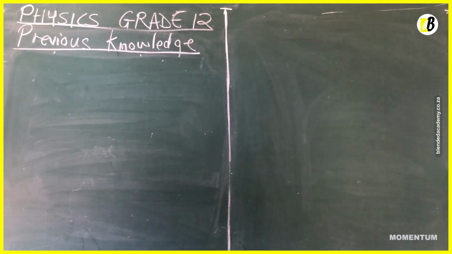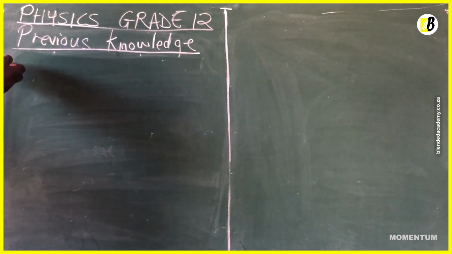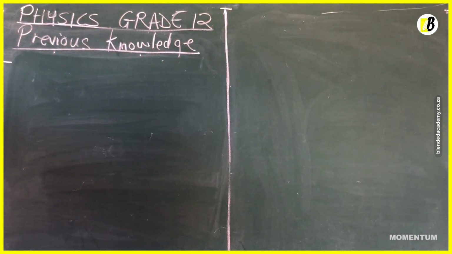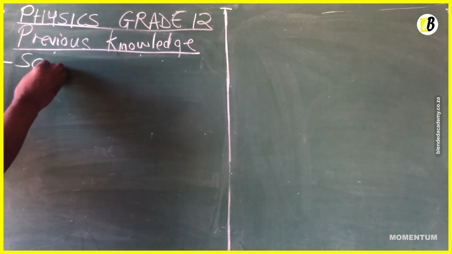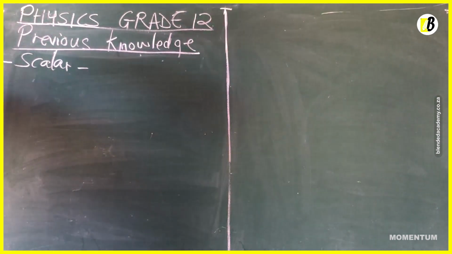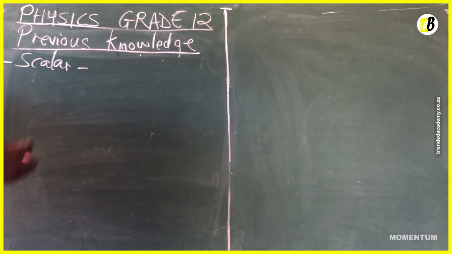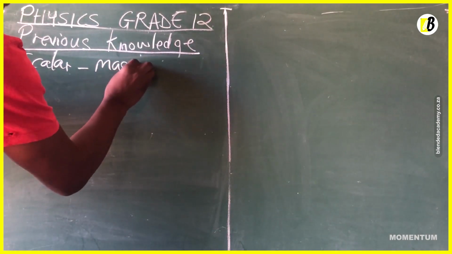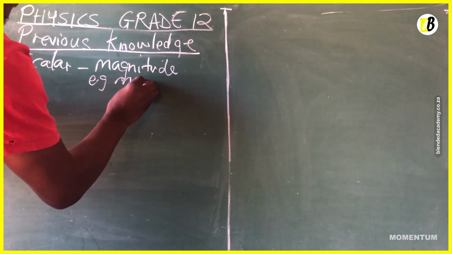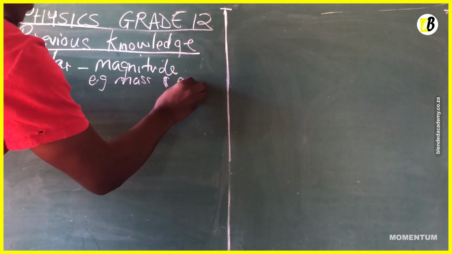Before I get on with grade 12 work, let's start with previous knowledge from grade 11. What I expect you to know from your previous grade. You need to know and define scalar quantities. These are quantities with magnitude only. We only have magnitude for these quantities. For example, we have mass and energy.